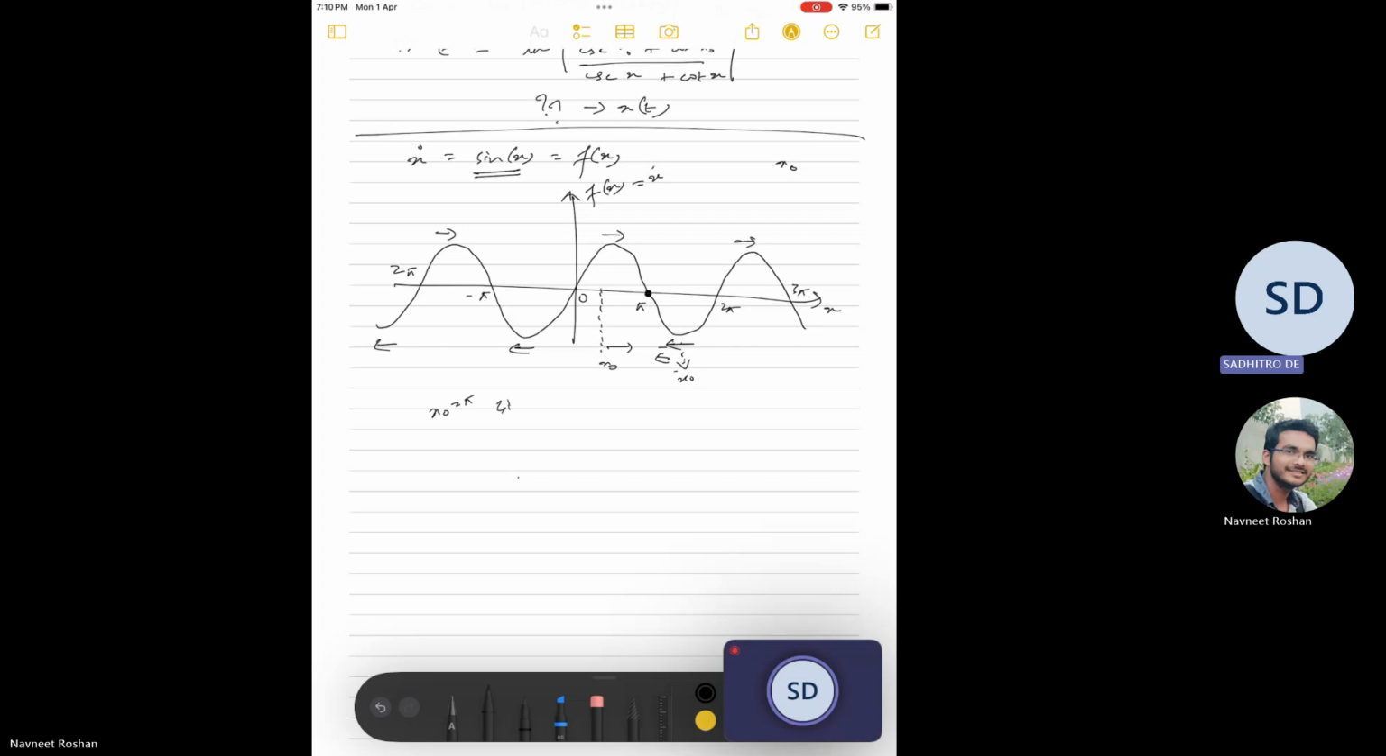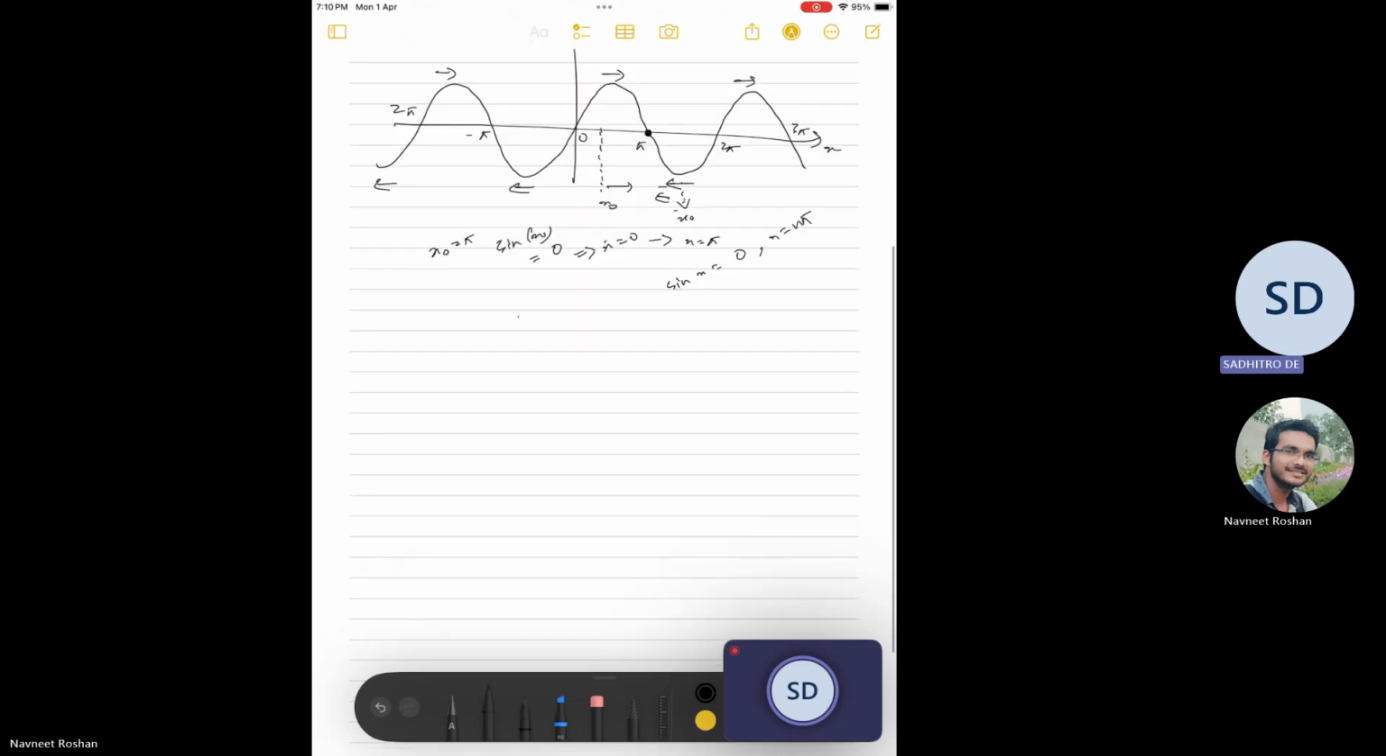Why? Because sine of x naught becomes equal to 0, which gives me x dot equal to 0 at x equal to pi. So at this point, the velocity becomes 0. This is what we call fixed points. Similarly, you will see that sine of x is 0 whenever x is equal to n pi, right?